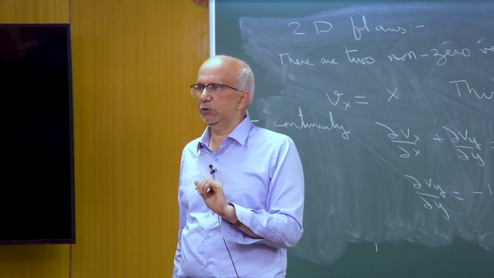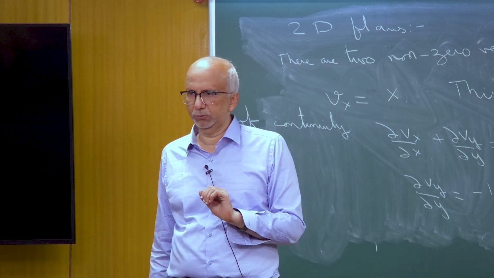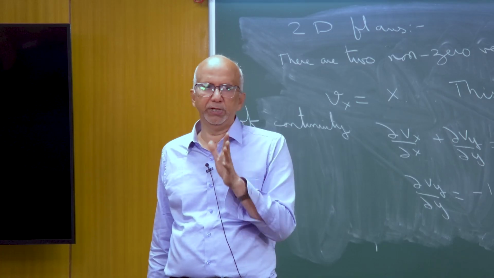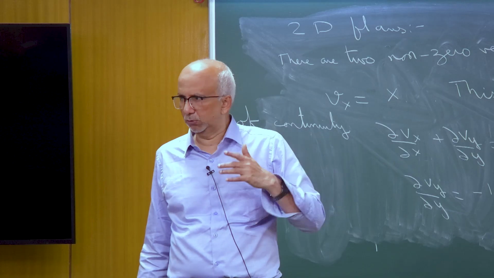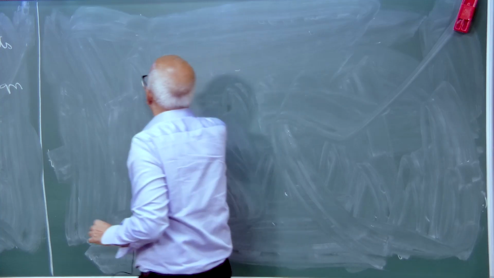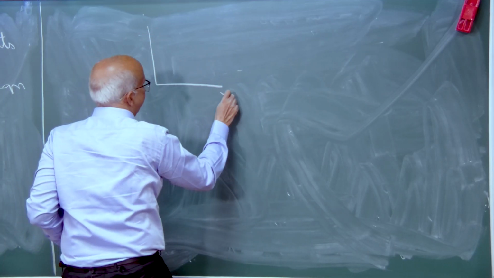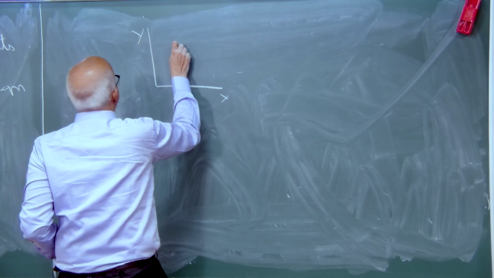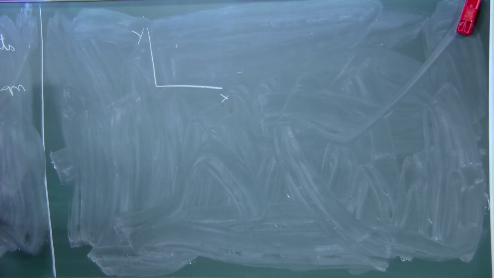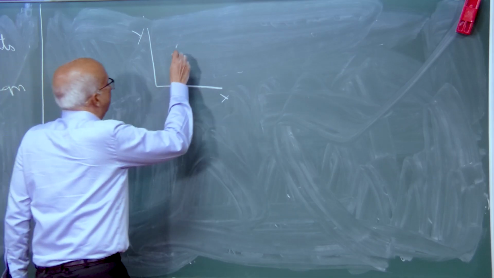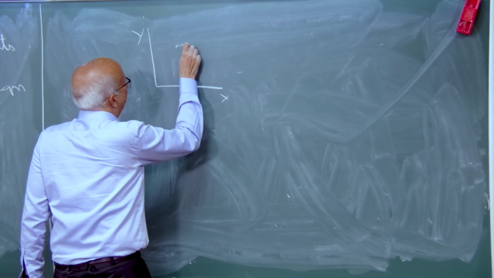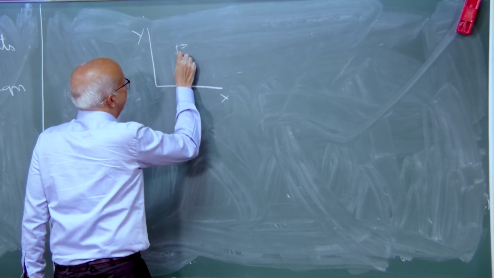So, I have two components of velocity now, Vx and Vy. So, that is what I meant by saying 2D. So far we only looked at one velocity component, all other velocity components were 0. If I have this xy coordinate system, at every point here Vx is x, Vy is minus y. So, the x component of velocity is positive, the y component of velocity is negative.